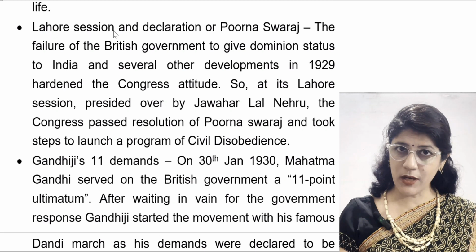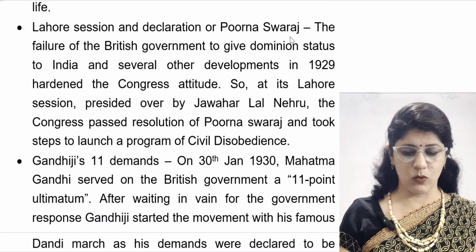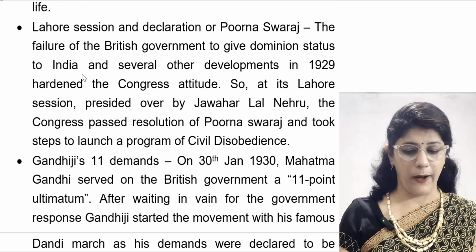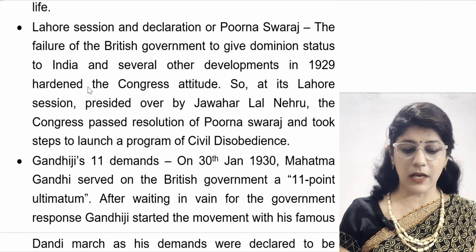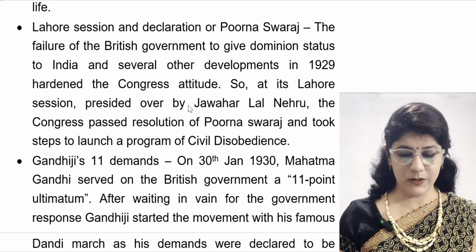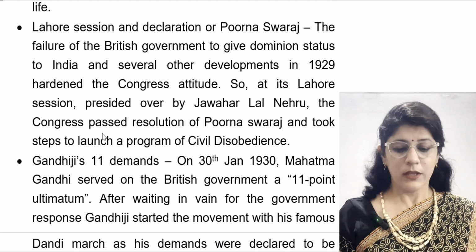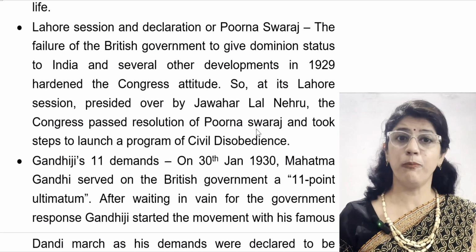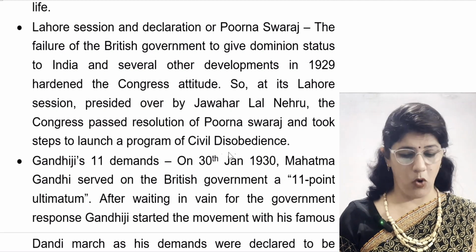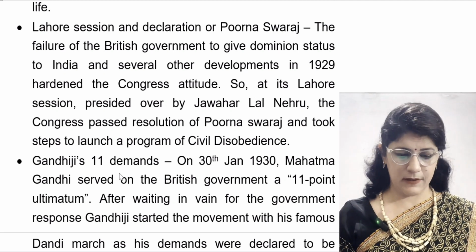Second, Lahore Session and Declaration of Purn Swaraj. The failure of the British government to give dominion status to India and several other developments in 1929 hardened the Congress attitude. So at its Lahore session, presided over by Jawaharlal Nehru, the Congress passed resolution of Purn Swaraj and took steps to launch a program of civil disobedience.